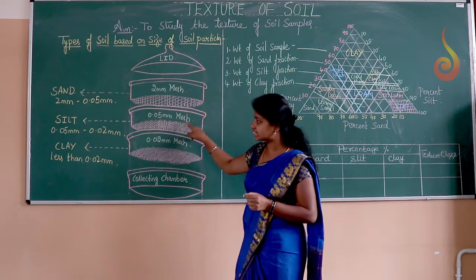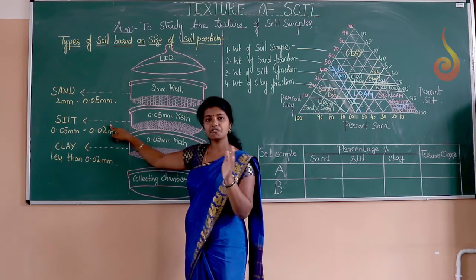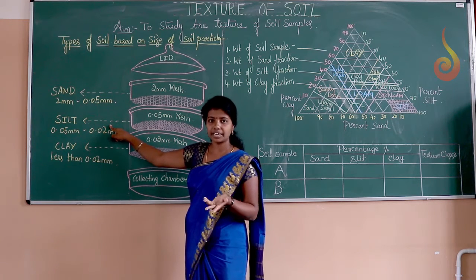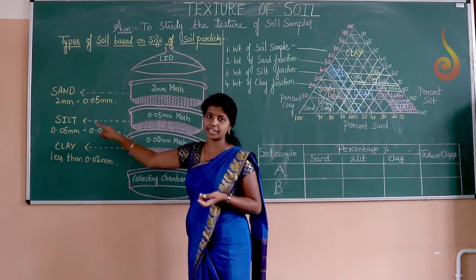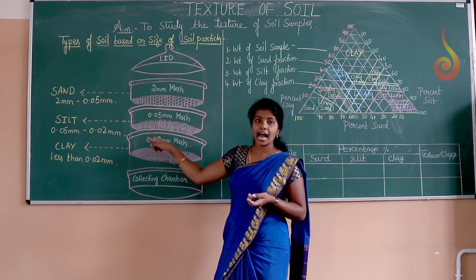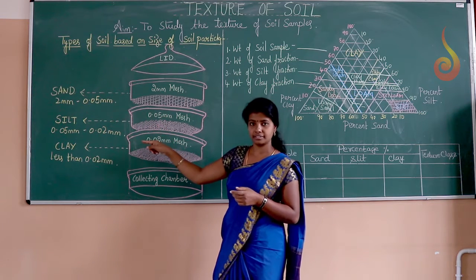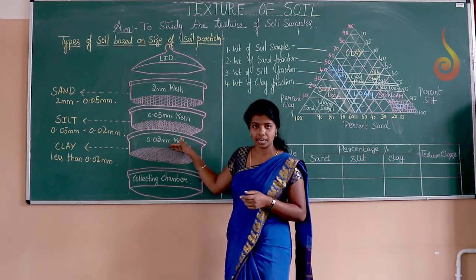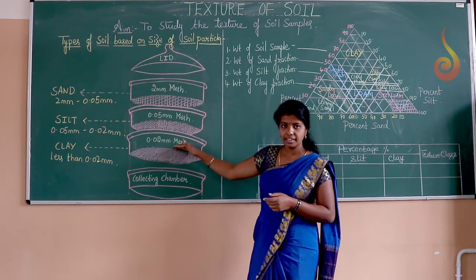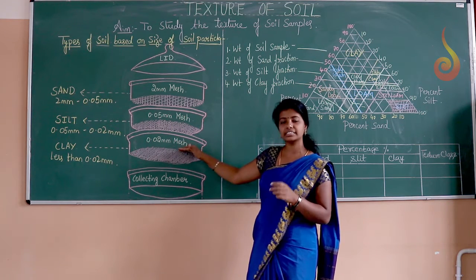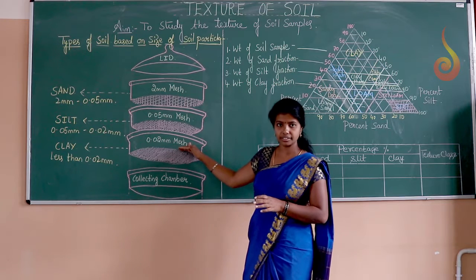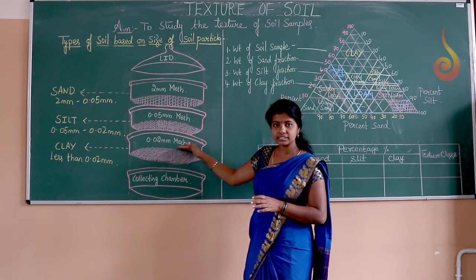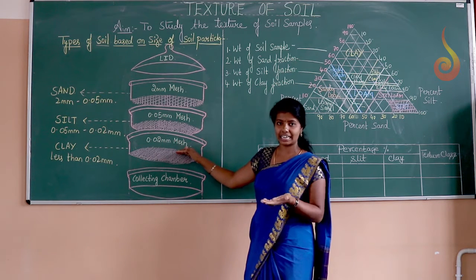We know that the size of silt particles present in soil varies between 0.05 to 0.02. Those which are less than 0.02 will come down into the third one, where the mesh size is 0.02 millimeters, and this will be filtering the clay.